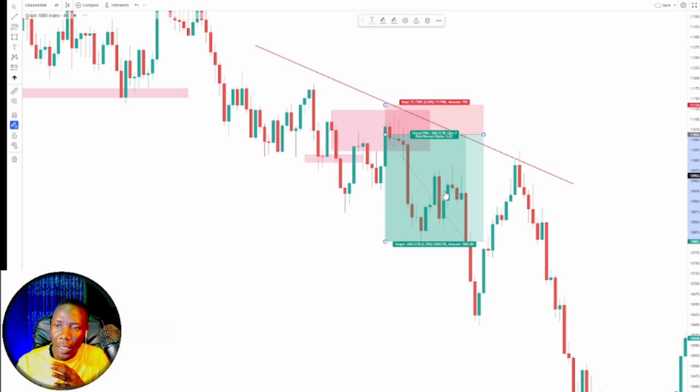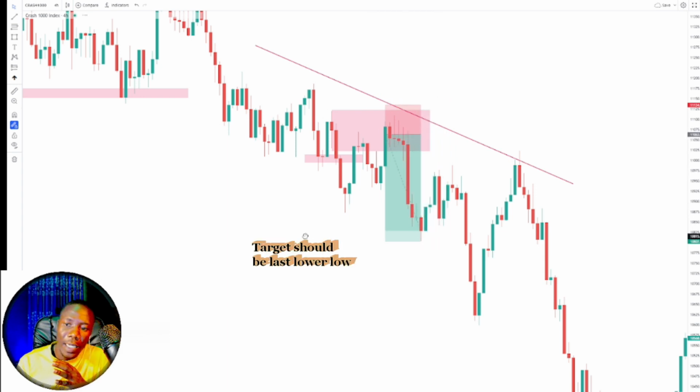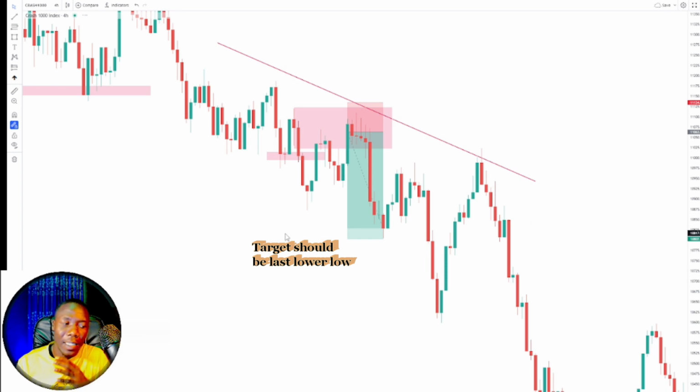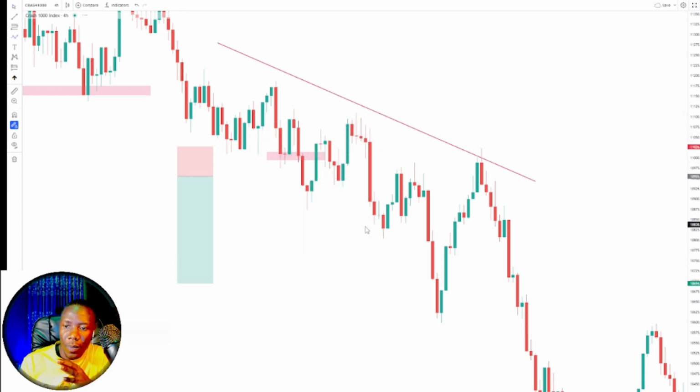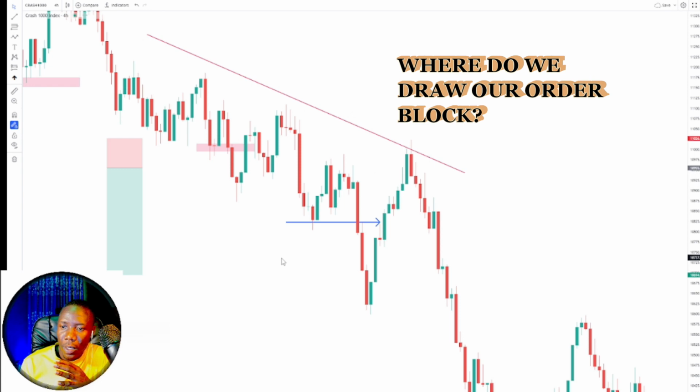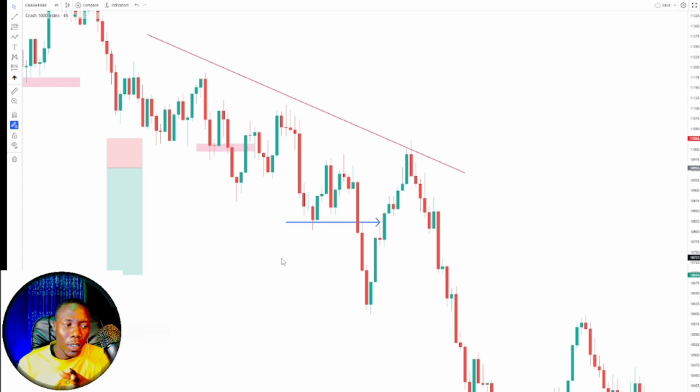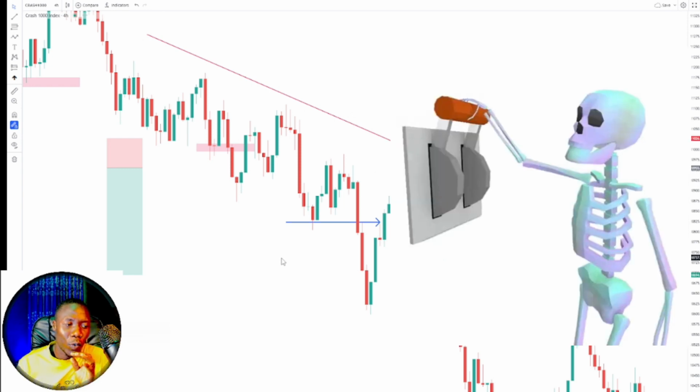So immediately the price came into the zone, it picks your order and pushes down. Your target, at least the last lower low. You get the point. So let's move again and see what the market brings to us. So now this is another break of structure. Let's see it. So where do we draw our other block? That's the question. So pay attention.